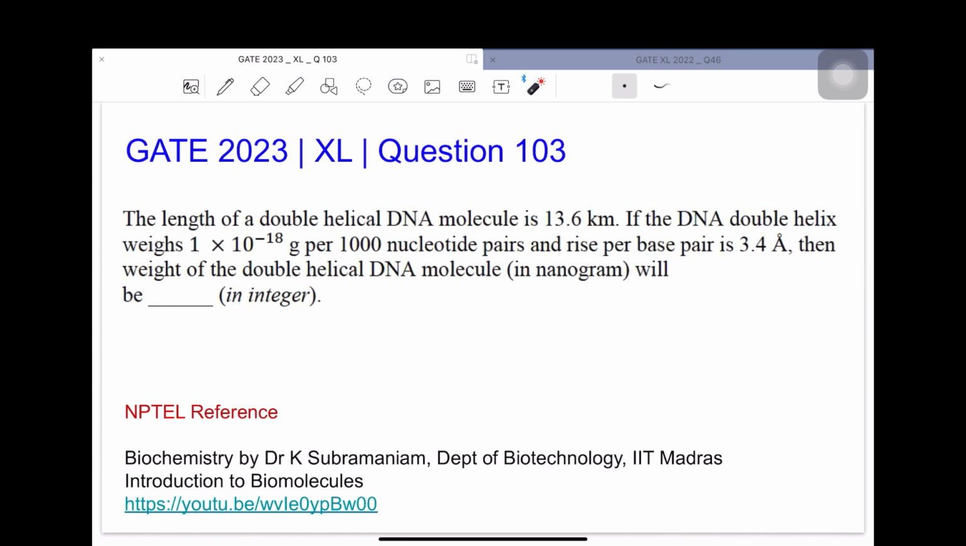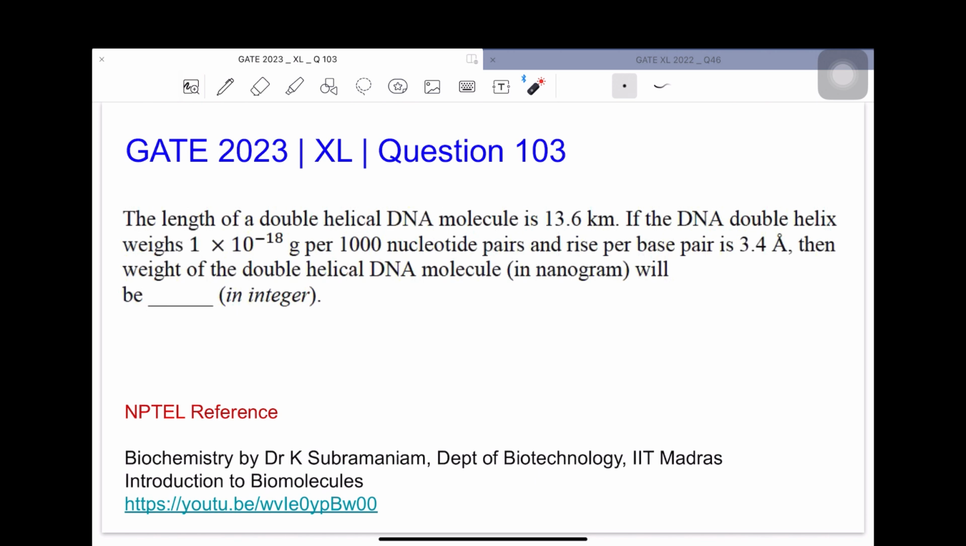If the DNA double helix weighs 1 into 10 to the power minus 18 grams per 1000 nucleotide pairs, and rise per base pair is 3.4 angstrom, then the weight of the double helical DNA molecule in nanogram will be. So we have to calculate the weight of the double helical DNA molecule in nanogram unit. And we have to put the integer value here. So this is a numerical answer type question or a NAT.